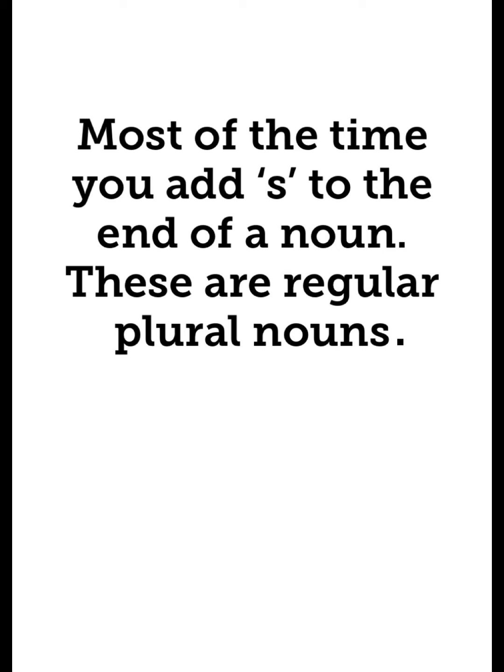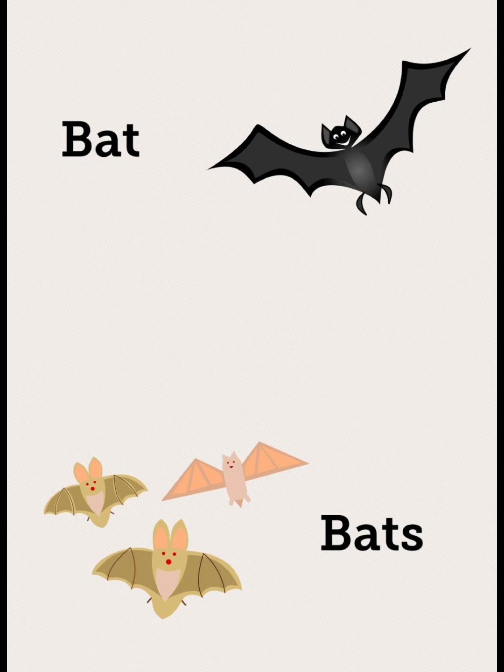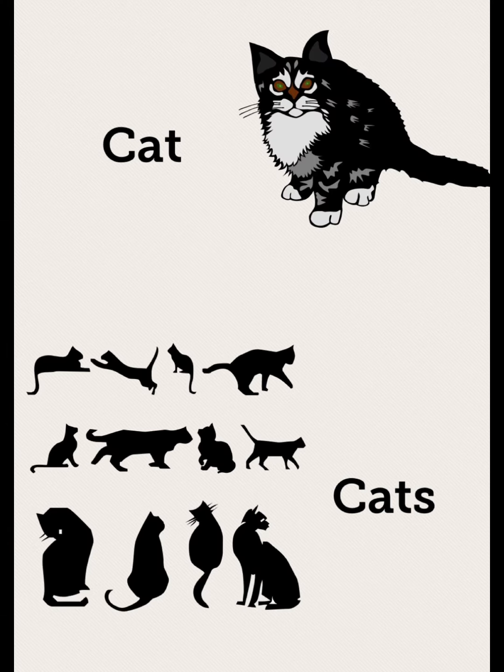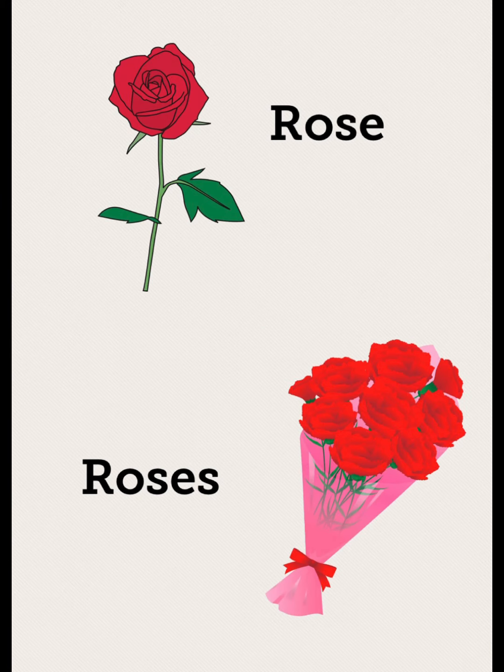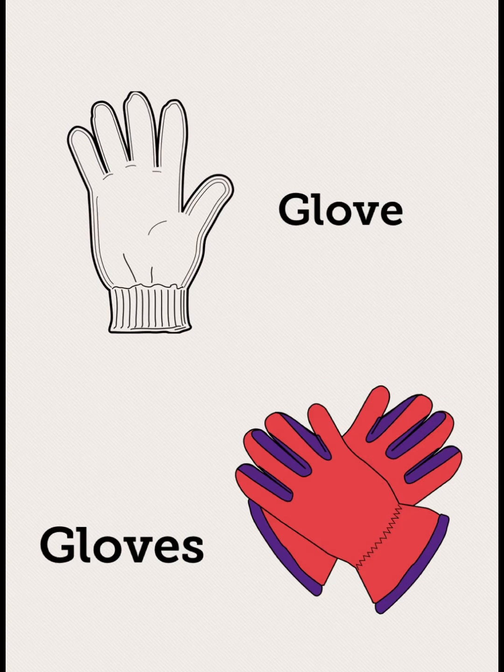Most of the time, you just add a simple S to the end of a noun. These are regular plural nouns. For example, bat is bats when there's more than one. Cat is singular, cats is plural. Rose for one, roses for more than one. Glove is singular, gloves is plural.